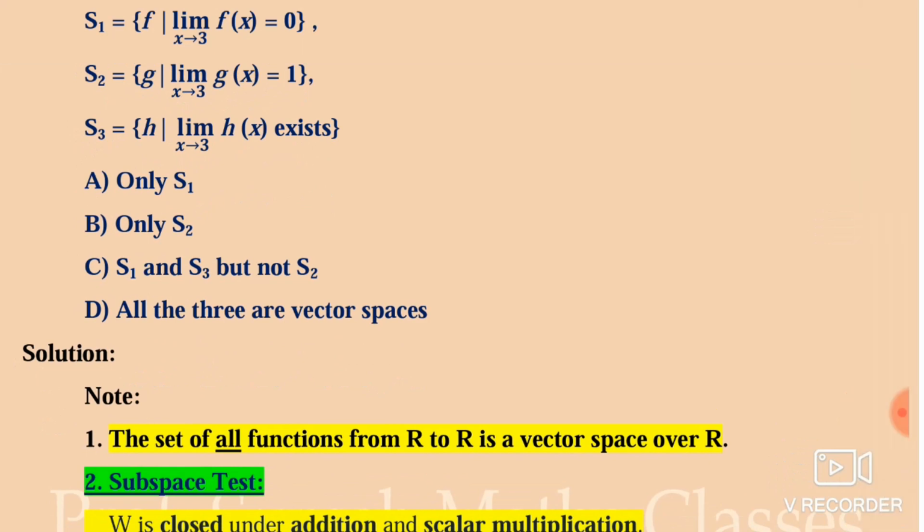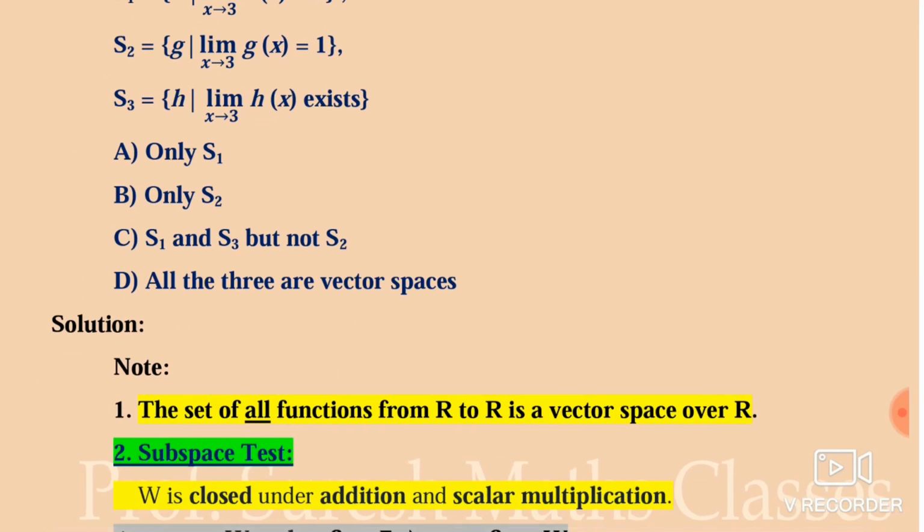Set of all functions, including the 0 function, from R to R is a vector space under vector addition, which is the sum of the functions, and scalar multiplication, which is alpha into the function. Multiply the scalar with the function. That is the second operation.